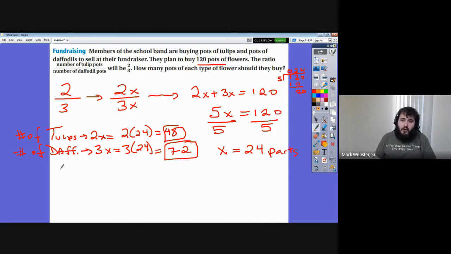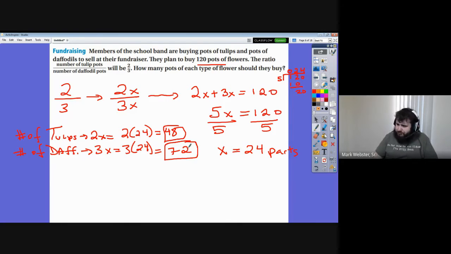So this is the way I would handle this type of problem. I would first break it up into parts. Then I would make my equation and obviously solve the equation. Then I can go back and plug in and say, for every 2 parts, I have 3 parts. Let's figure out the 2 parts. Let's figure out the 3 parts.